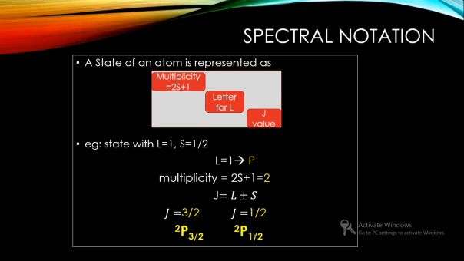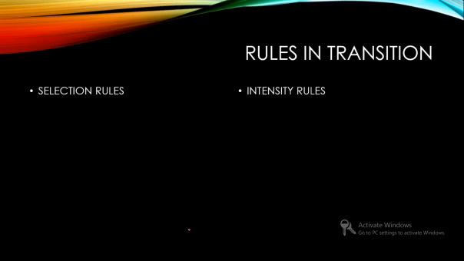That is how we call these states. Now, for considering transitions, not all transitions are allowed. There are some rules involved, called the selection rule and intensity rule, and that will be taken up in the next class, where we will see how to actually obtain the fine structure of the H alpha line. So thank you, students.